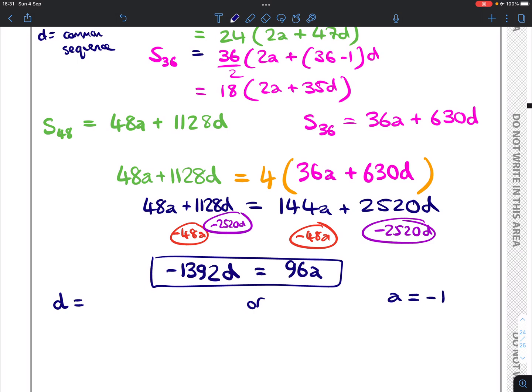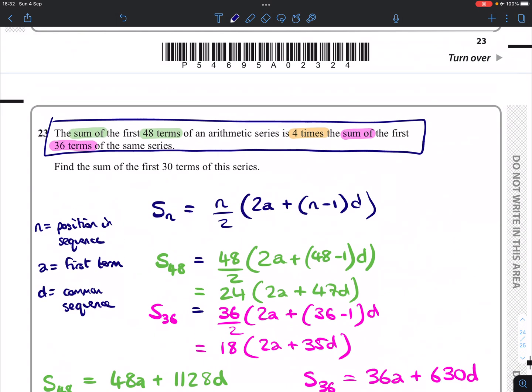If I divided both sides by 96, I'm going to end up with A being negative 14.5 d's. And if I took 96 and divided by a negative 1392, the fraction it gave me was 2/29. So I'm going to get minus 2/29 A, like so. Okay? So we have one of those values of A and D in terms of the other one, whichever way you choose to look at it.